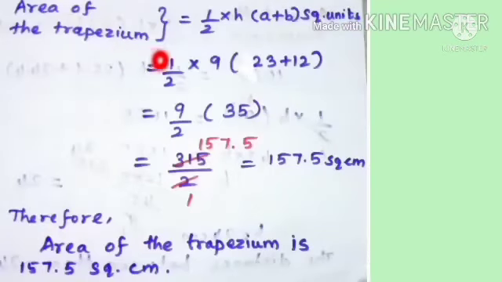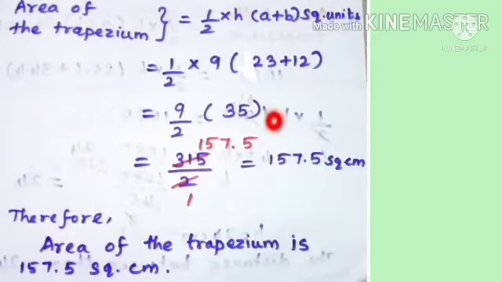Now students, substitute all the known values in the formula. That is 1 by 2 h. What is the value of h? That is 9. And a, what is the value of a? 23. And here b is 12. So 1 by 2 into h is 9 into (a is 23 plus b is 12).